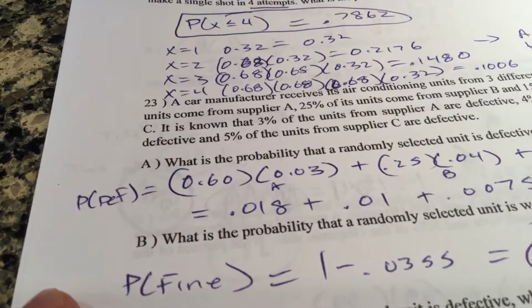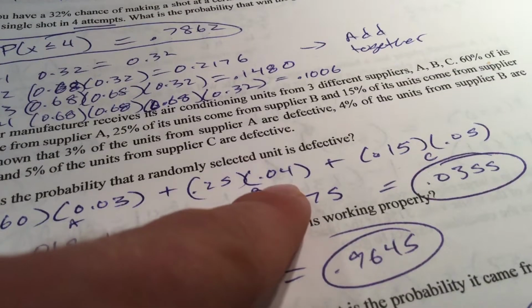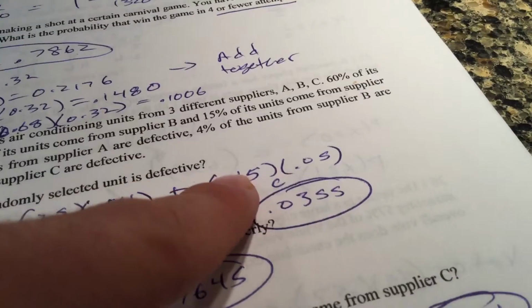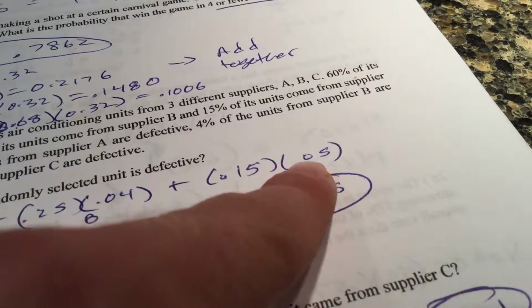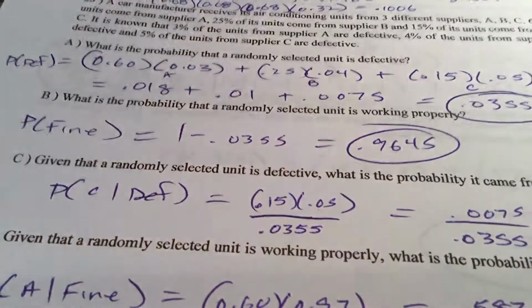Okay, here's the defective problem. Probability it's defective is probability it came from A times probability it's defective from A, plus probability it came from B times the probability it's defective from B, plus probability it came from C times the probability it's defective from C. Add those up and write those numbers down because you're going to use them.